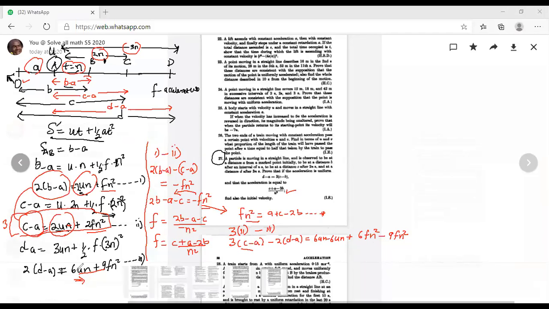Then subtract off these ones. This whole bracket minus this one is this left-hand side. The 6un minus the 6un is what I've written. It's going to give us a 0. Then lastly, 6fn squared minus 9fn squared. If I can leave that part, do we have any questions there?